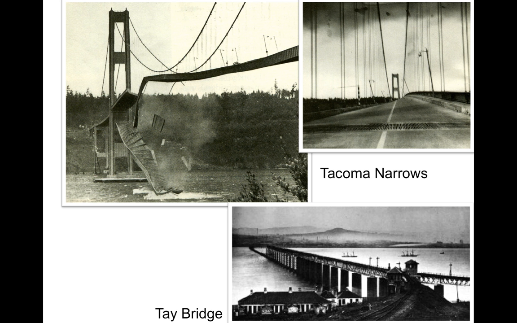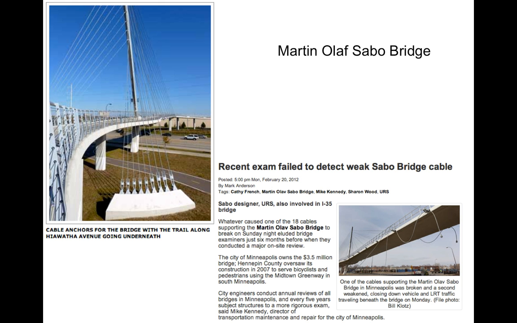The failures of the Tacoma Narrows Bridge in November 1940 and the Toll Bridge on December 28, 1879 are examples where the structure was not properly designed for the elements. Both of these bridges failed during heavy winds. Even the Sabo Bridge in Minneapolis had to be closed and then repaired due to some issues with design and defects. In this case, migration of support cables caused gusset plates to fail.